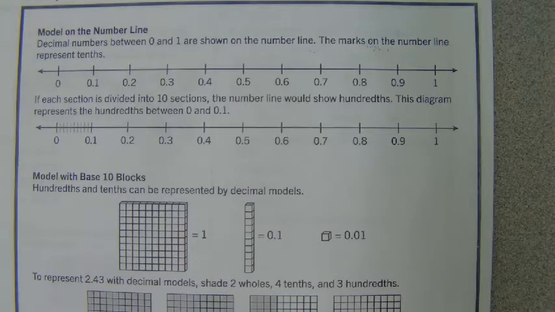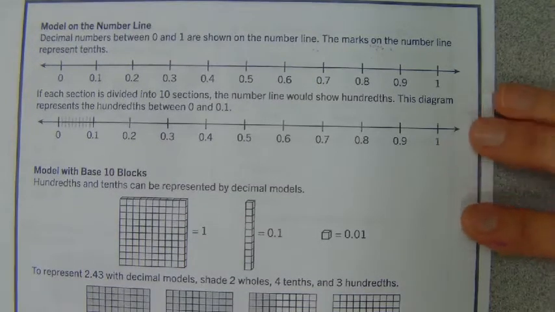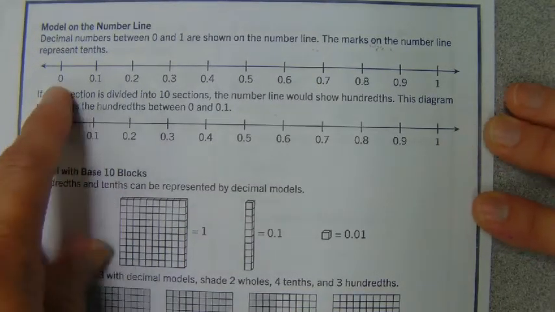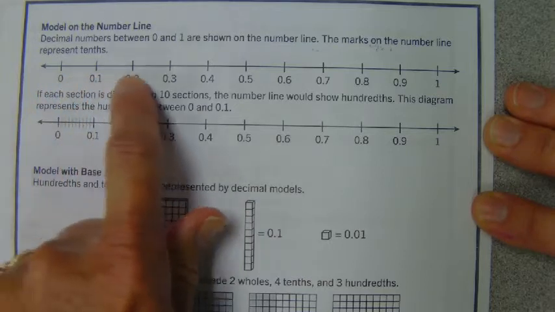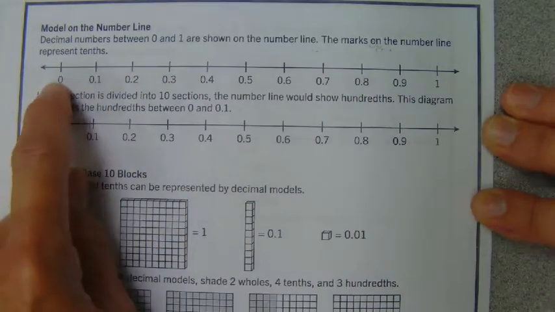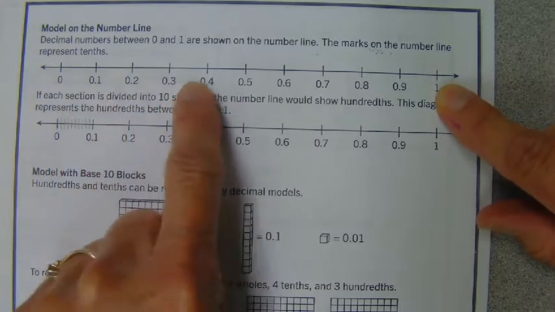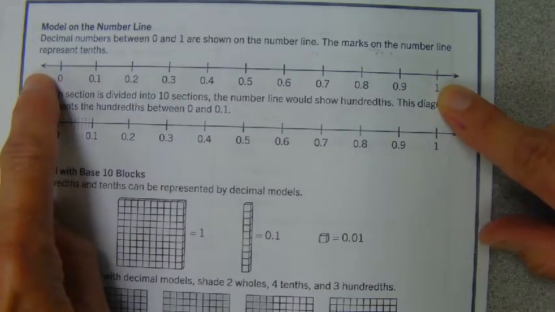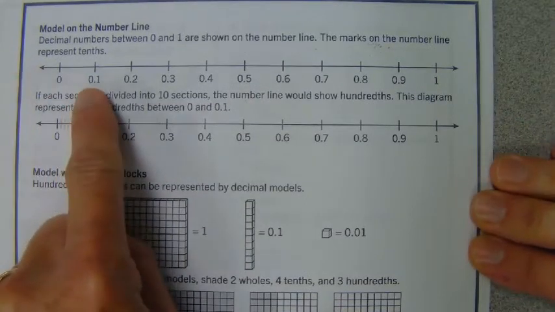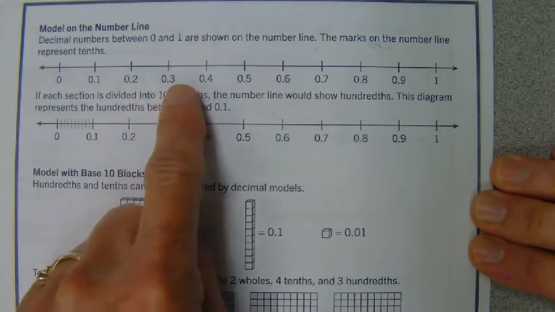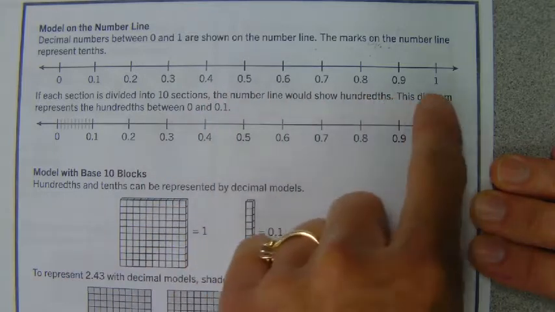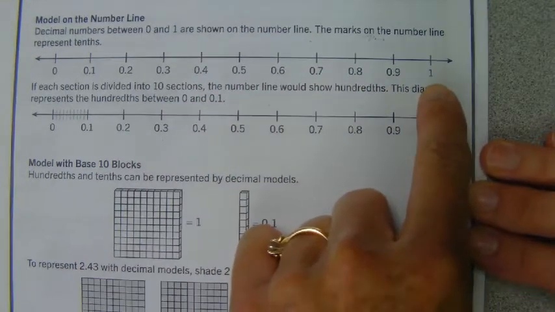We can also use number lines to model our decimals. So right here we have a number line that is counting by tenths. And we have one whole, and it is divided into 10 equal parts, so each part is called a tenth. We would read this as 1 tenth, 2 tenths, 3 tenths, 4 tenths, 5 tenths, all the way to 10 tenths, which makes one whole.